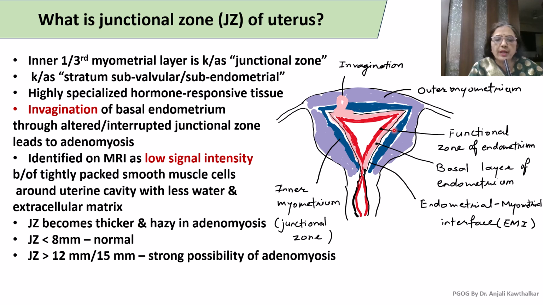This is the most important diagram for all the postgraduate students. My request is you please try to practice drawing this diagram. Clearly we can show exactly where the junctional zone is and how it differs from the rest of the myometrium and what is happening. Junctional zone is altered or interrupted, that leads to entry of the basal layer of endometrium into the outer myometrial layer, leading to adenomyosis.